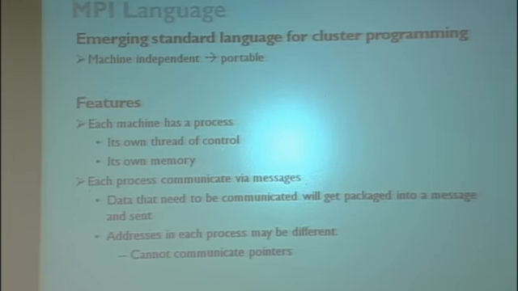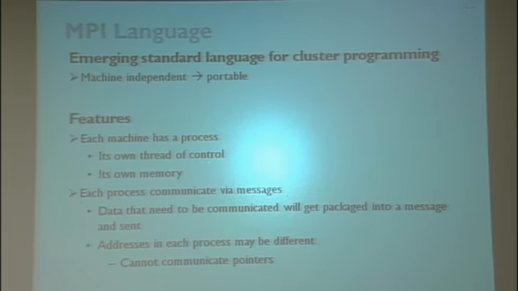Sorry about that. So what happens is each machine has its own process, so its own memory. There's no shared memory or anything like that. Each has its own thread of control, and each process communicates via messages, with data sent as needed. That means you can't send things like pointers, because there's no notion of pointers. You have to have a self-contained data structure and send that to the other side.